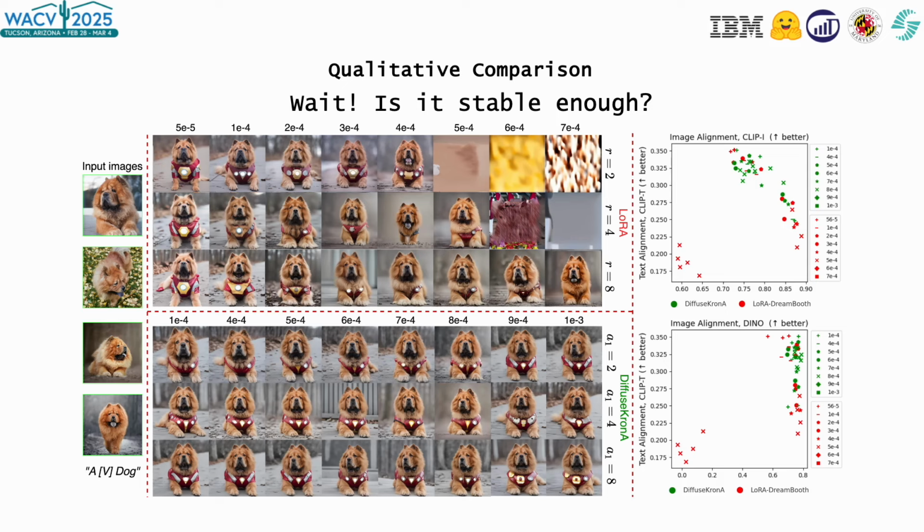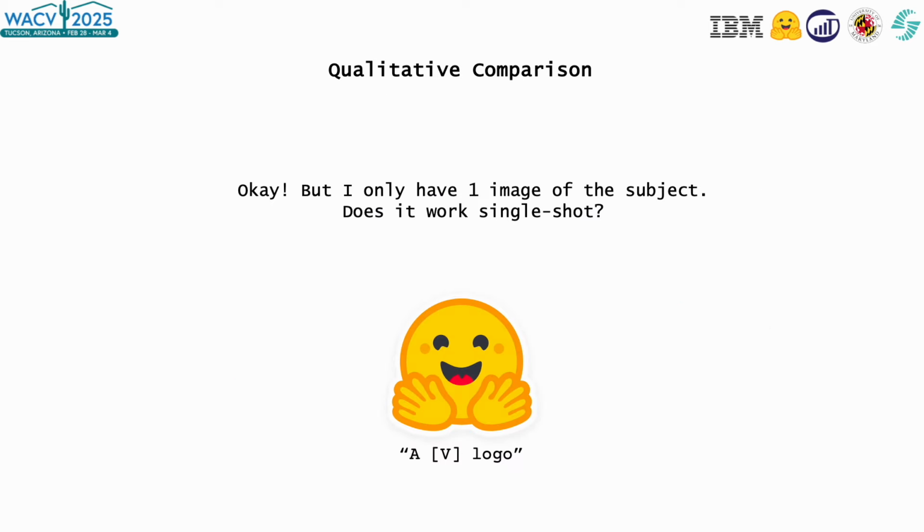In contrast, LoRA struggles significantly. It fails to generate images entirely at very high learning rates and produces subpar results at very low learning rates. This stark difference highlights DiffuseKronA's robustness and versatility compared to LoRA's limitations. Well, so far so good.